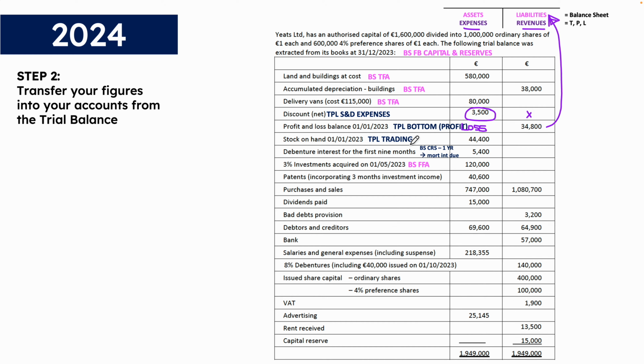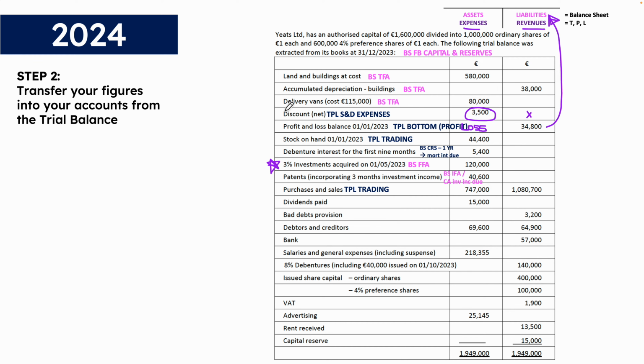Okay, 3% investments then, that's going to go into the financial fixed assets in the balance sheet. The patents, that's going to go into the intangible fixed assets. Okay, now there's 3 months investment income shoved in there for absolutely no reason other than the bookkeeper made a silly mistake. Okay, but we need to know that we have received some investment income here. So what will the investment income due be? Okay, so we only received 3 months, but we have investments for a bit longer than 3 months, so we're going to have some investment income due. And just so you know, as I said already, you're always going to have some investment income due.